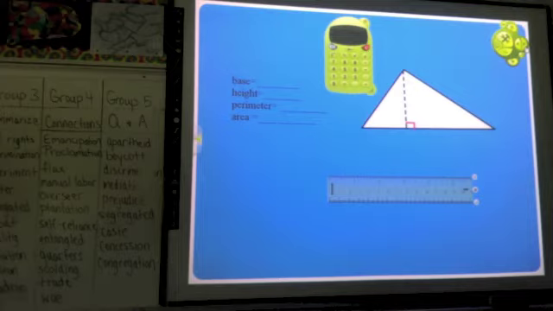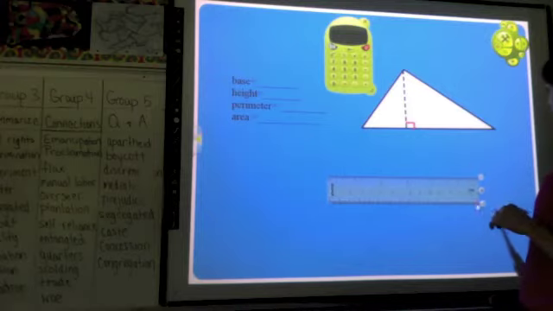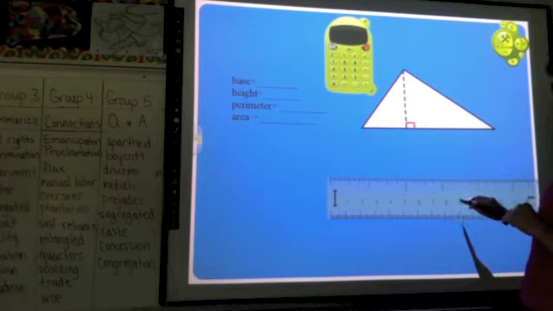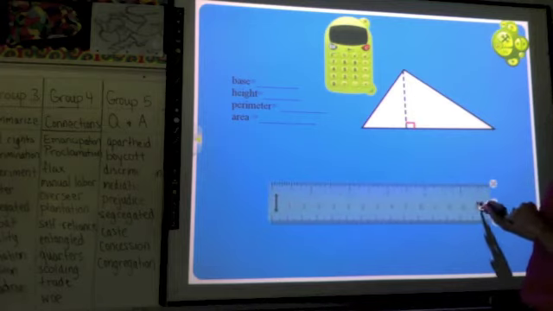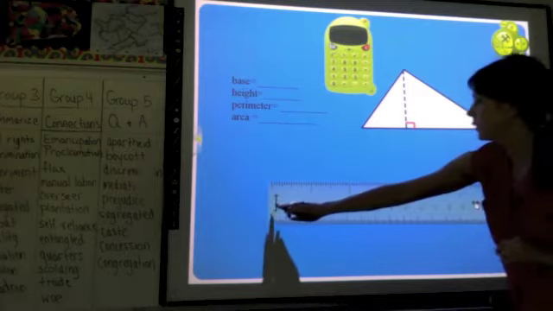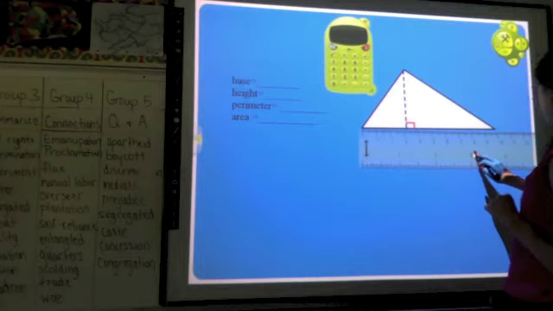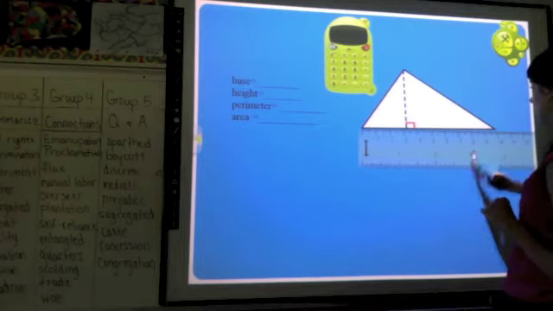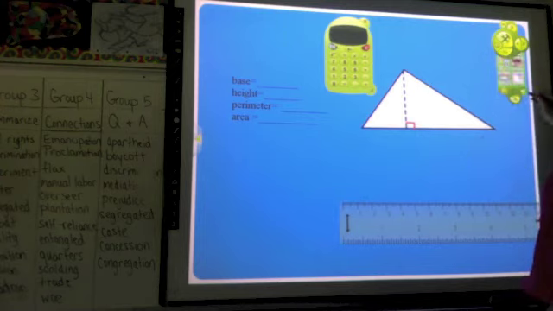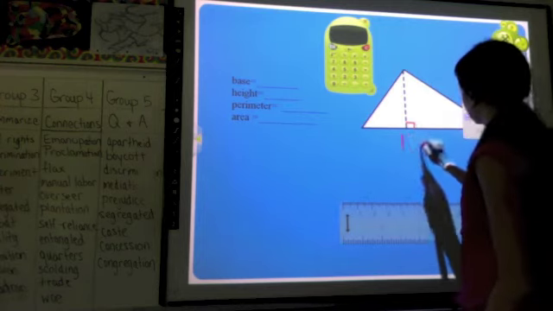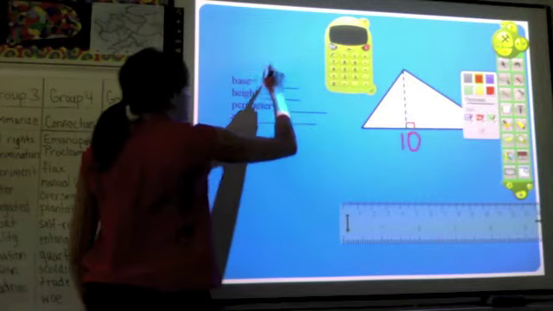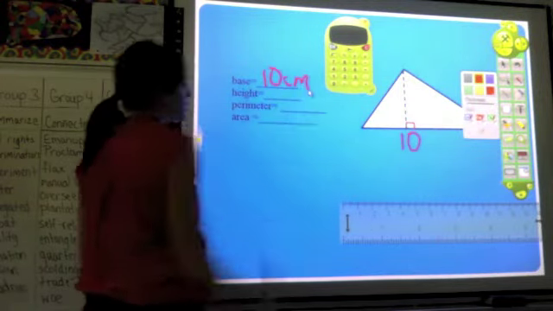Take a look at the triangle. We've talked about finding the area and perimeter of the triangle in our last lesson, in your last video log. So the first thing we're going to do here is find the base. Let me flip this around, so we're going to use centimeters. There we go. And line my ruler up. The base of this triangle is 10 centimeters. So I'm going to go back over here and write down my base is 10 centimeters.